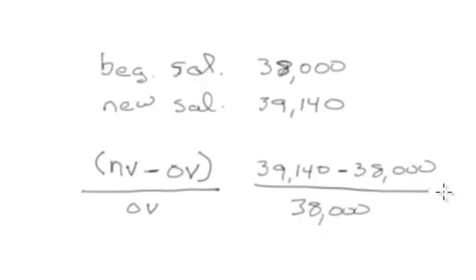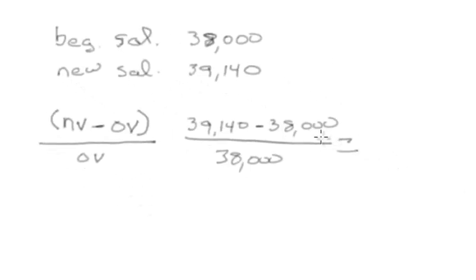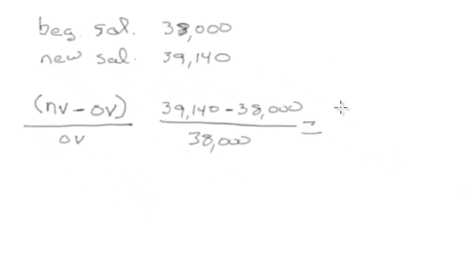Okay, so that comes to $39,140 minus $38,000, which is going to be equal to $1,140, and then I'm going to divide 38,000 into it. Okay, you can do it the long way here. Obviously, I could do 38,000 divided into 1140, and you can obviously see that that's going to need to be a decimal there.